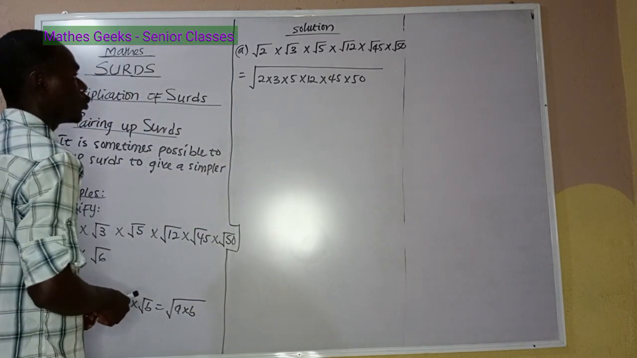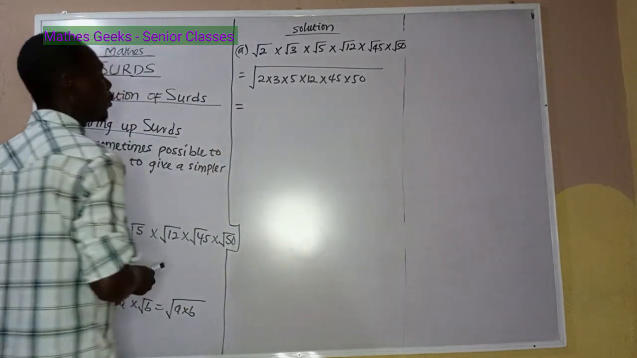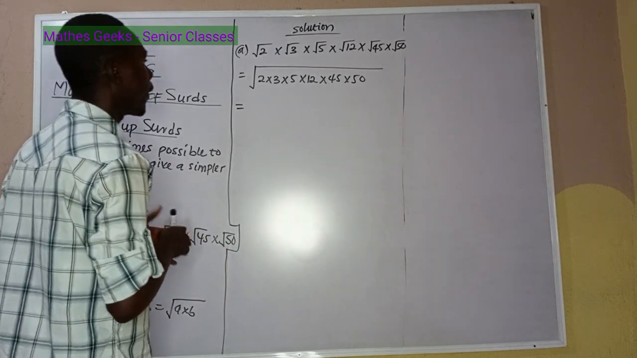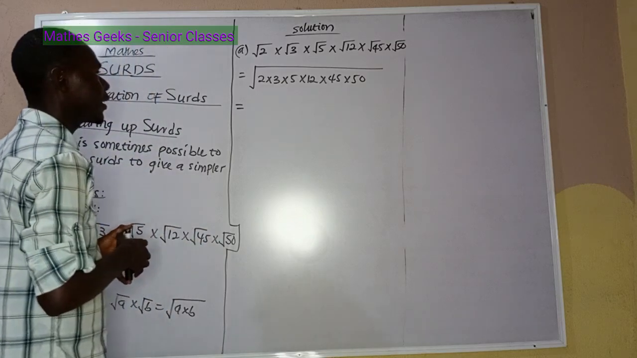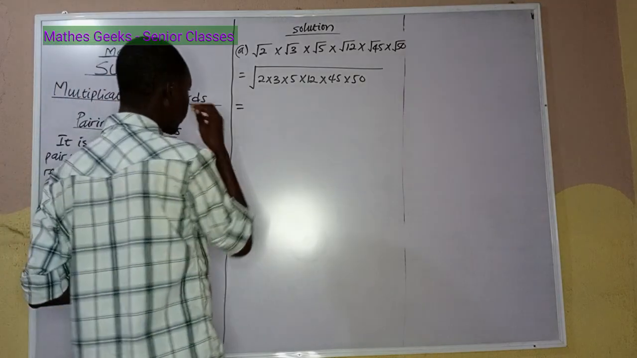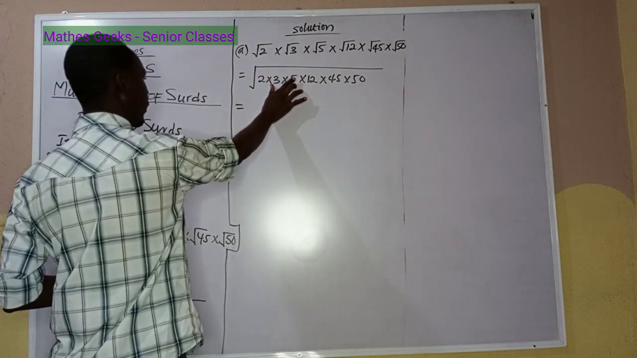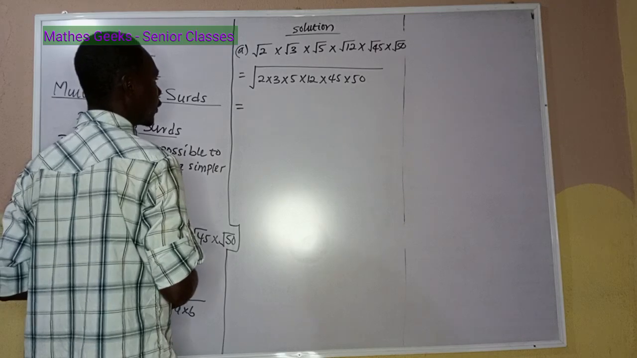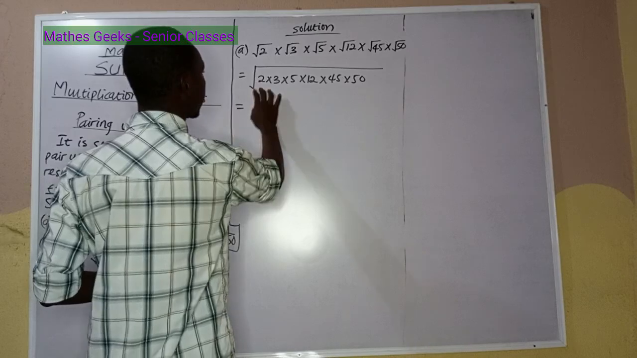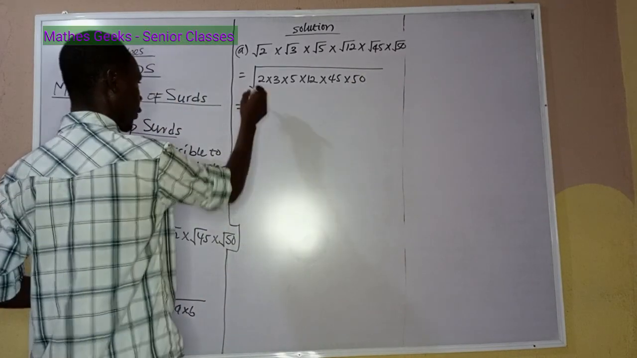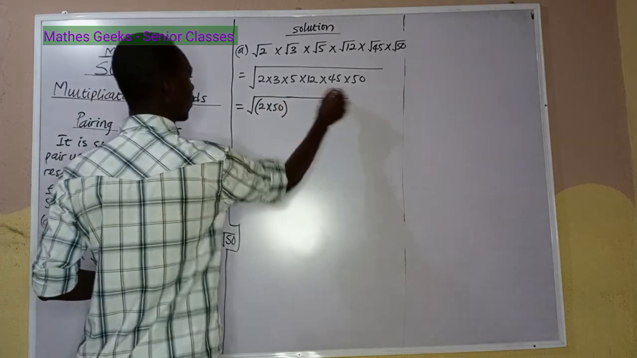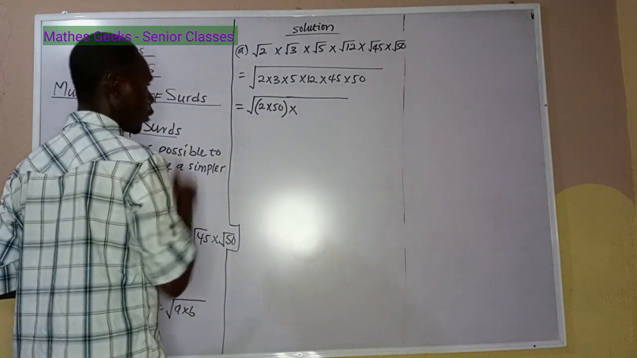So this is what we do when we pair up surds. We're going to pair two surds together such that we get a value that is a perfect square. So for instance, 3 times 5, if I pair 3 times 5 together, I'm going to get 15. But 15 is not a perfect square, so I don't want that. If I pair 2 and 50, 2 times 50, I'm going to have 100. 100 is a perfect square, so I'm going to have 2 times 50, still under the square root sign.